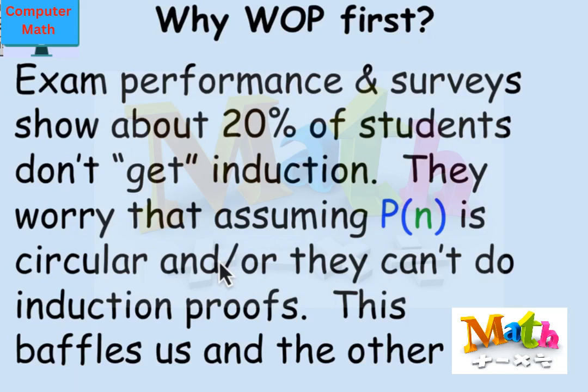My view is that we're better off doing the well-ordering principle first, and the reason is that our impression from conversations with students and surveys and from exam performance shows that only about 20% of the students get induction, no matter how hard we try to explain it and teach it. They report worrying that assuming P of n to prove P of n plus 1 is somehow circular, and it's certainly measurable that 20% or so of the class just can't reliably do proofs by induction.